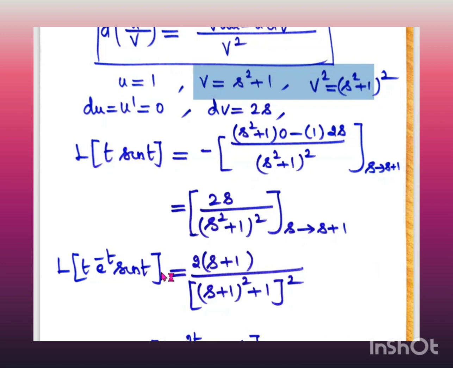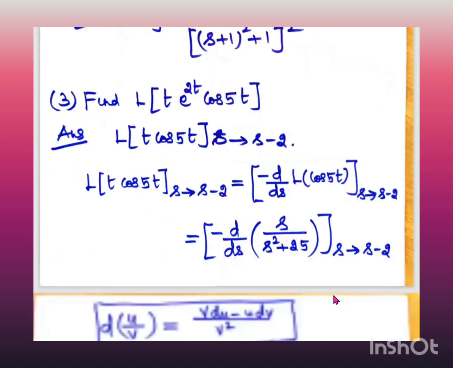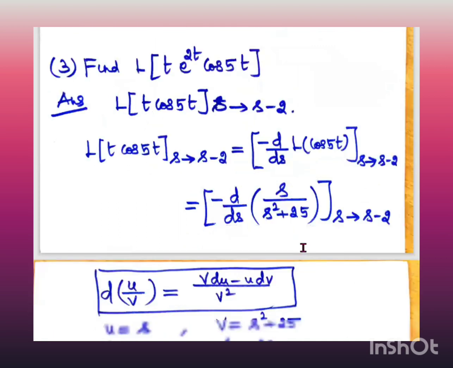L of t e power minus t sin t, that is given in the problem. Instead of s, you have to substitute s plus 1. So 2 into, for s, s plus 1, divided by ((s plus 1) whole square plus 1) overall whole square. So you have to solve using the formula L of t f of t is equal to minus d by ds of L of f of t.